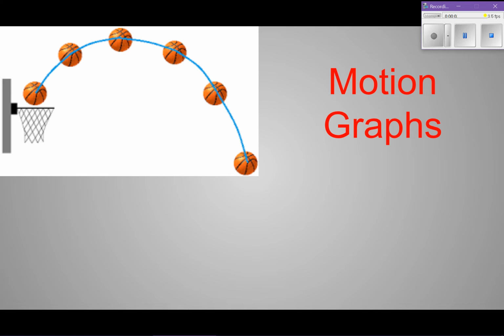Hi everyone! Today you're going to learn about motion graphs. So in your spiral notebook at the top of the page, write motion graphs. That's your title that you need to write down. So here's what we're going to be learning about.